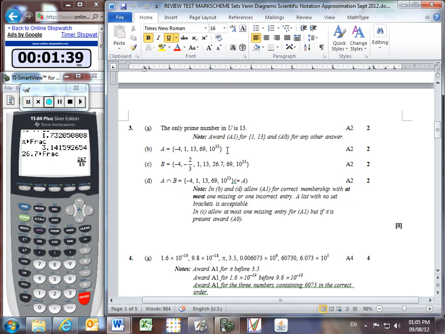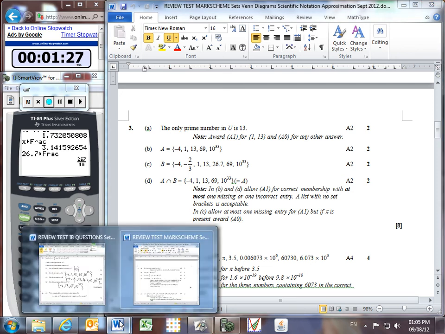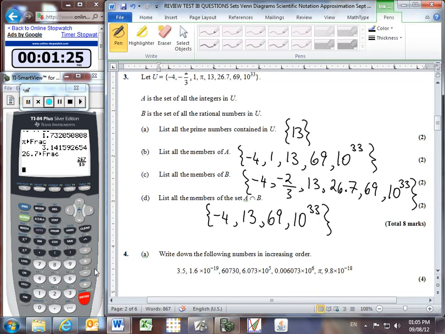Okay. Set B, which is part C in the question, has got 1, 2, 3, 4, 5, 6, 7 of the 8 elements. In fact, the only one it's excluding is pi, and that's indeed what we have in our solution. Okay, 1, 2, 3, 4, 5. Ooh, did I miss one?